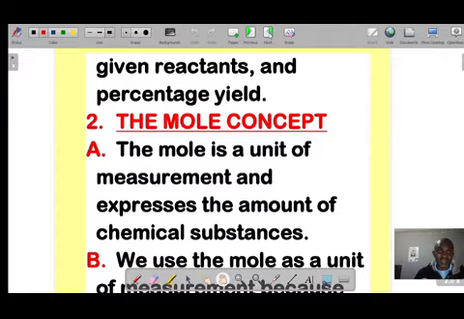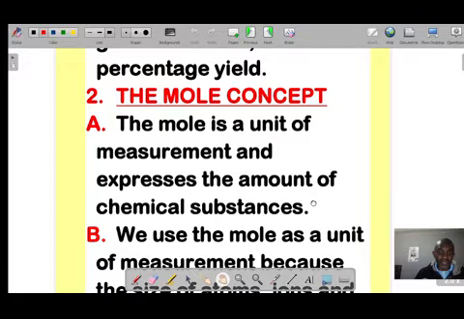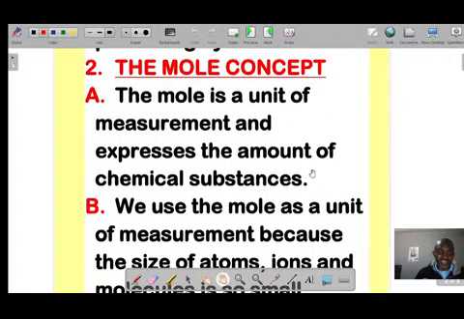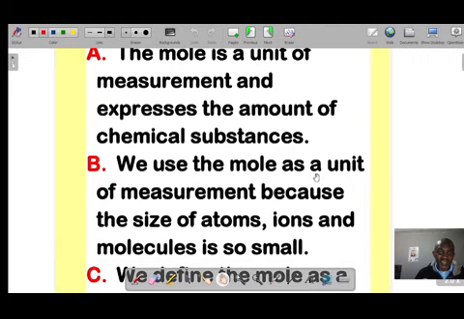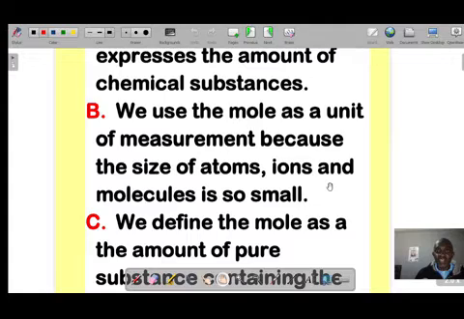The mole concept is very important, and these are the terms we need to know about it. First of all, the mole is a unit of measurement and expresses the amount of chemical substances. Let me say this again: we use the mole as a unit of measurement because the size of atoms, ions, and molecules is so small. When we say unit of measurement, take an example of the word pair.